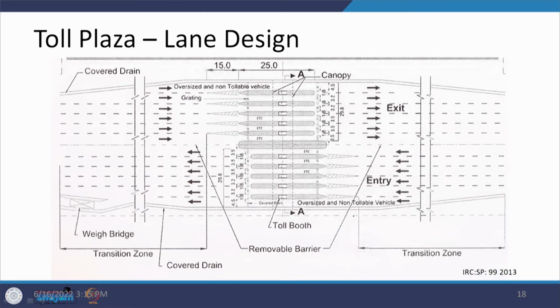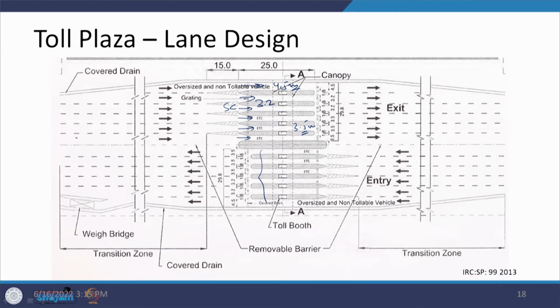So, in this sketch, the things have been shown. What we can see is that this is an ETC lane. Therefore, these ETC lanes are 3.5 meters wide. Then we have the smart card lanes, which are 3.2 meters wide, and then the oversized vehicle lane, which is 4.5 meters, and the same way it is being provided on the other side also. So, this is how the lane arrangement has been done.